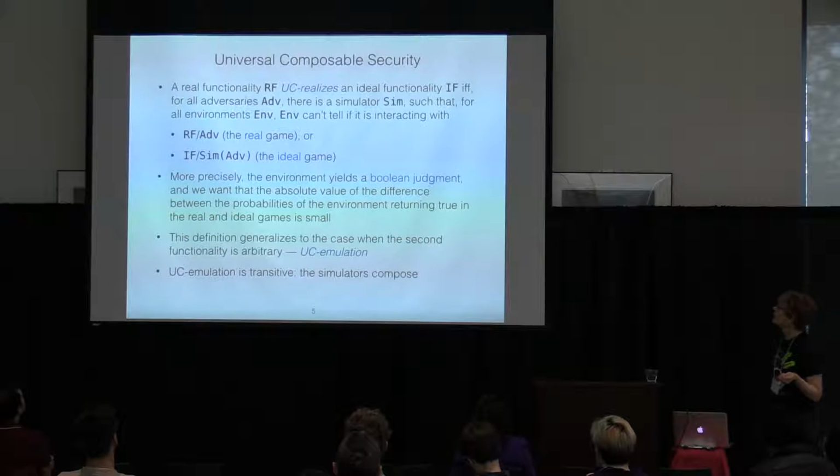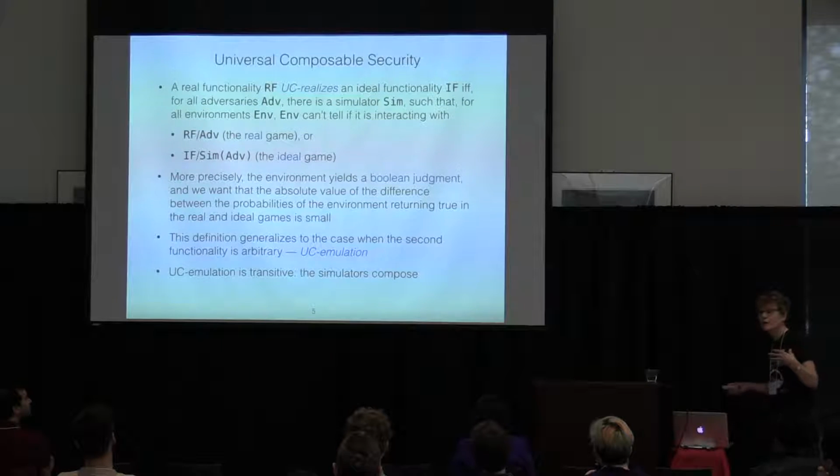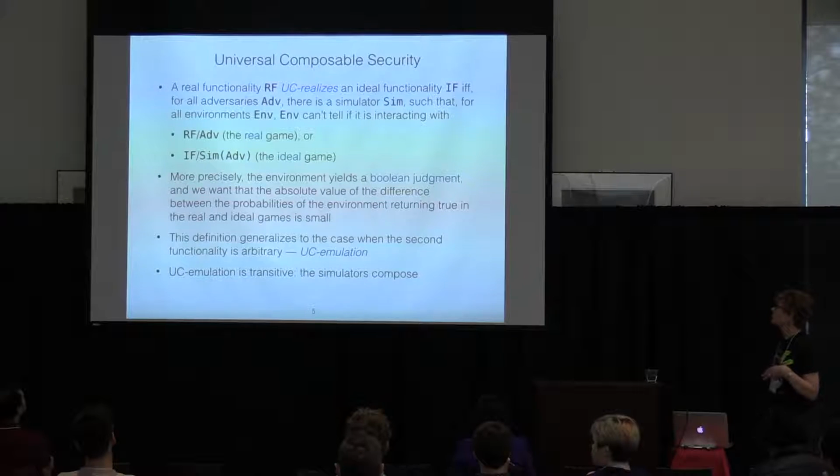You've probably seen this, but a real functionality UC realizes an ideal one if and only if for all adversaries there's a simulator such that for all environments, the environment can't tell if it's interacting with the real game, which is the real functionality and the adversary, or the ideal game, which is the ideal functionality and the simulator wrapped around the adversary. More precisely, the environment is yielding a Boolean judgment, and we want the absolute value of the difference between the probabilities of it returning true in the real and ideal games to be negligible.